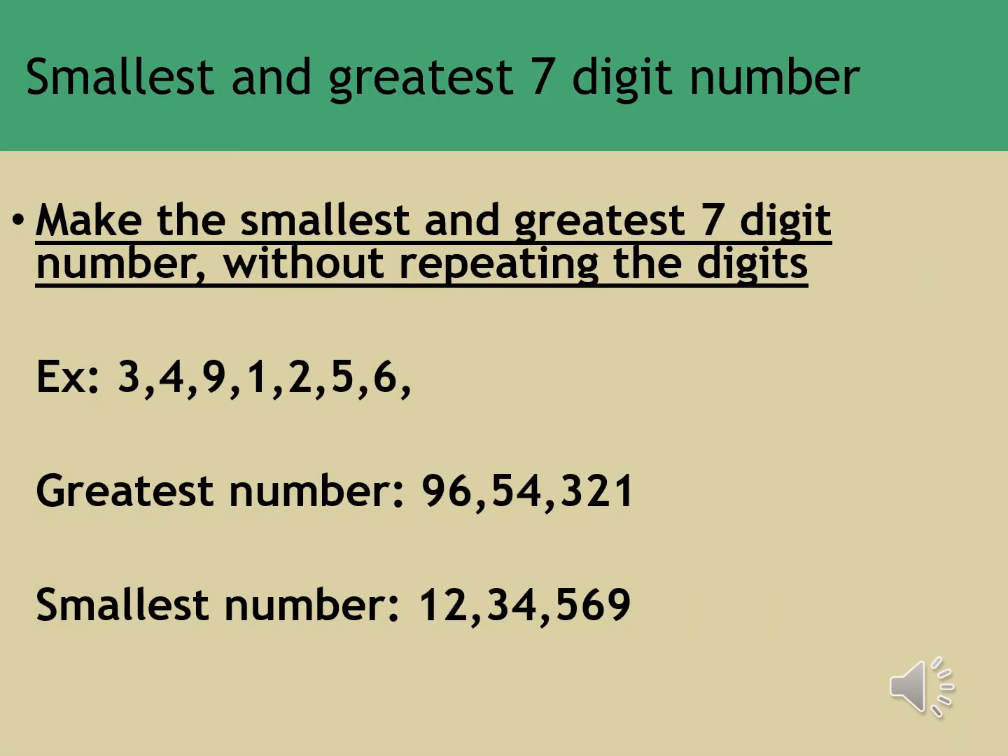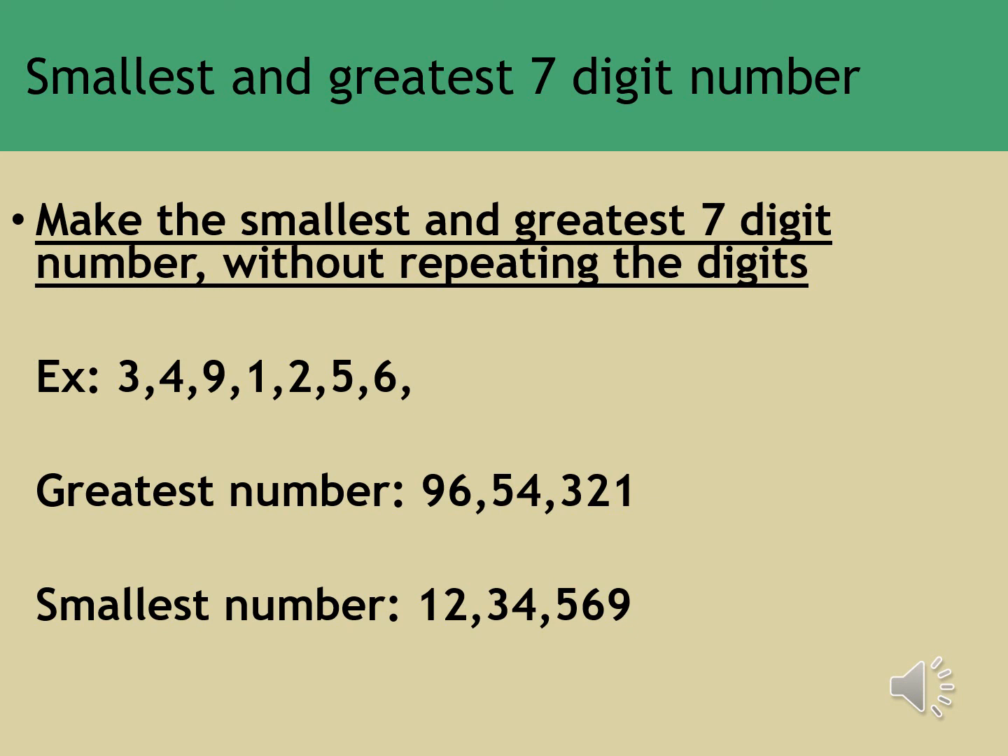Next, we can learn how to find the greatest and smallest 7-digit number by using the given digits. Some digits are given here. Using those digits, we want to form the greatest 7-digit number and the smallest 7-digit number. No need to repeat any digits. 7 digits are given there. What are the digits given? 3, 4, 9, 1, 2, 5, 6. Use those digits and form the greatest number first. How to form the greatest number? We can arrange the digits in descending order. Then we will get the greatest number.